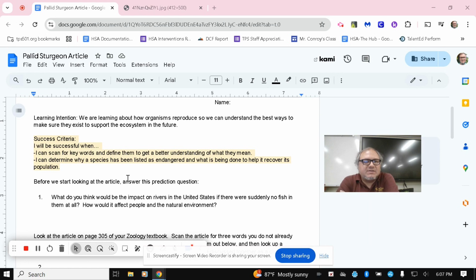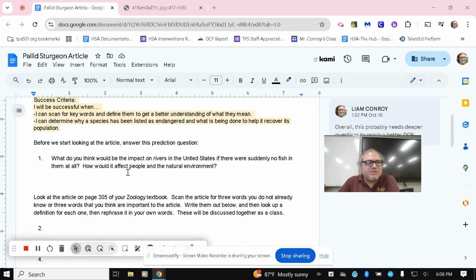So again, going back into why studying these animals would be important, we're trying to figure out, what role do they play in the environment? How can we help preserve them so that they'll maintain that role? Before you even start looking at the article, I want you to answer this prediction question. What do you think would be the impact on rivers in the United States if there were suddenly no fish in them at all? How would it affect people in the natural environment? Again, just give me your best guess as to what you think would happen under those circumstances.